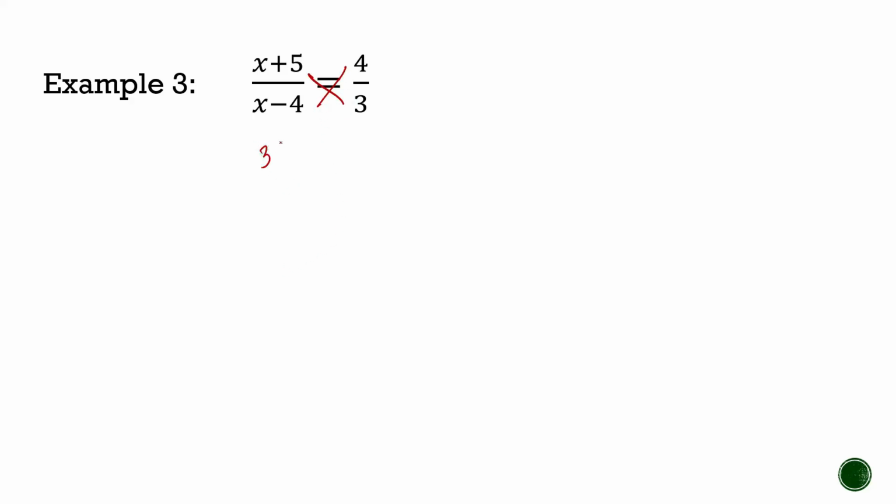So that's 3 times x plus 5 equals 4 times x minus 4. Okay, and then distribute this. This will be 3x plus 15. So 3 times x is 3x, 3 times 5 is 15, 4 times x is 4x, 4 times negative 4 is negative 16. And then combine similar terms. So the objective is basically to combine the terms with x and constant numbers.